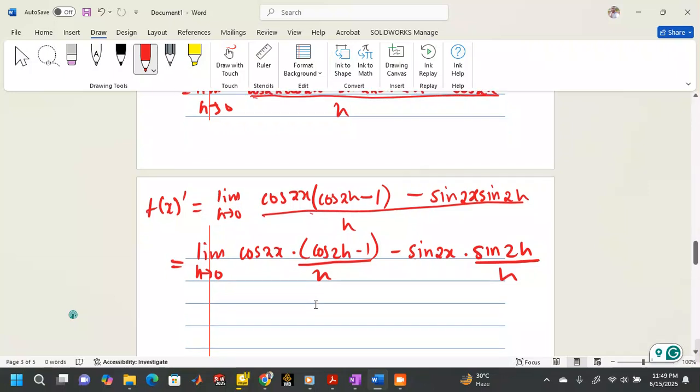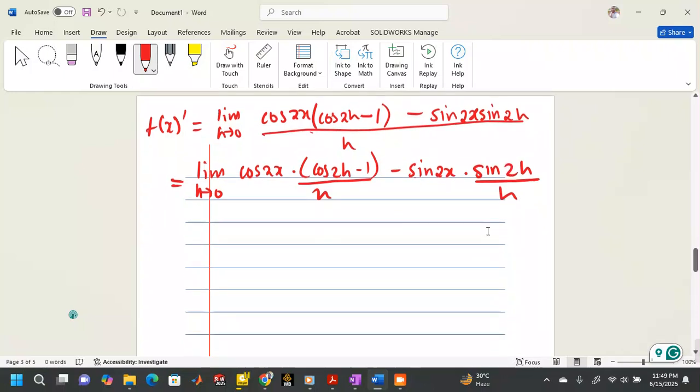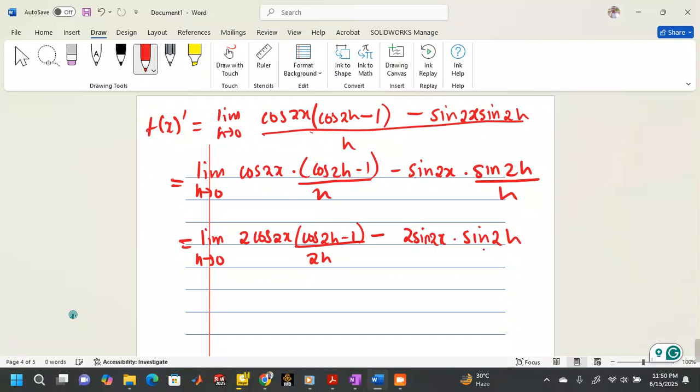Next, for those who remember, how do we get the coefficient 2 to the bottom? You multiply both the numerator and the denominator by 2. So this is the same as the limit as h approaches 0 of 2 cos 2x (cos 2h minus 1) over 2h, 2 on top, 2 down, minus 2 on top, sin 2x multiplied by sin 2h over 2h.